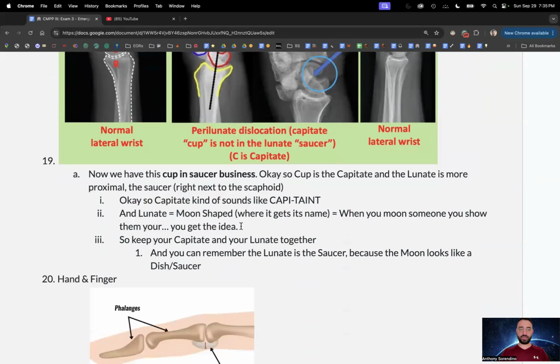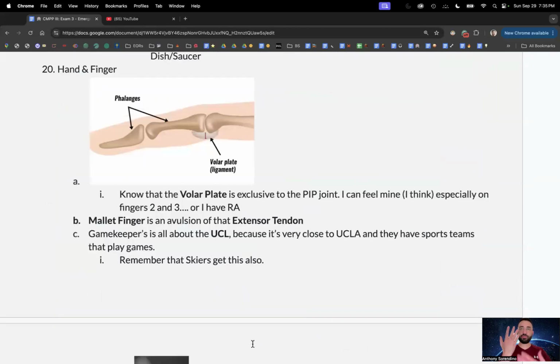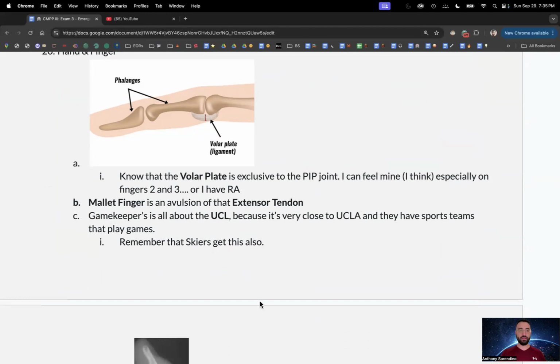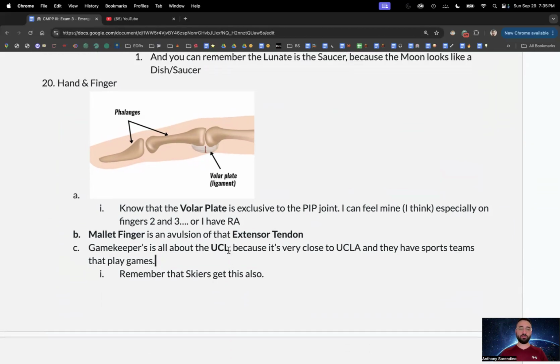Whatever. All this scaphoid, anatomical snuffbox. Know that the radial nerve is like back here, the median nerve, the distribution of that, the ulnar nerve, the distribution of that. Gamekeeper's thumb is about that UCL, because UCLA has sports teams that play games. Mallet finger is going to be that avulsion of the extensor tendon. So if you have an avulsion of the extensor tendon, obviously you can't extend.